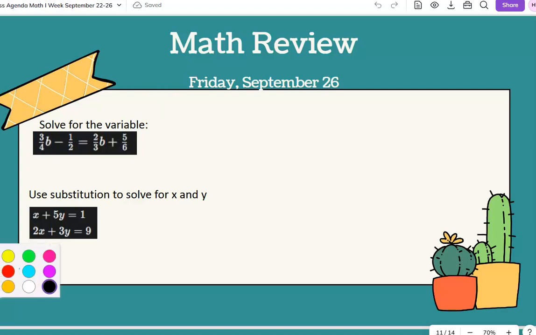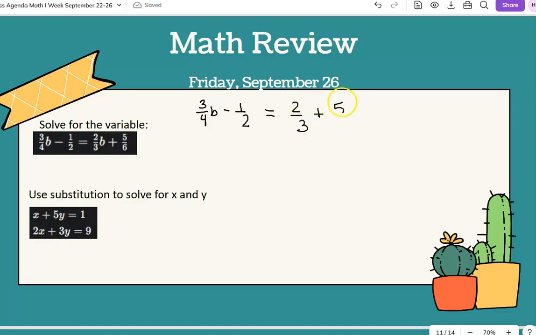Okay, I'm assuming that you've already solved it, so I am going to show you the correct answers. So I have 3/4 b minus 1/2 equals 2/3 b plus 5/6. When I saw the 4 and 2, I thought, oh, I can use 4, but then we threw in the 3. Okay, so now I'm thinking 12. I know 4 goes into 12, 2 goes into 12, 3 goes into 12, and 6 also goes into 12. It's not going to be 6 because 4 can't go into 6.